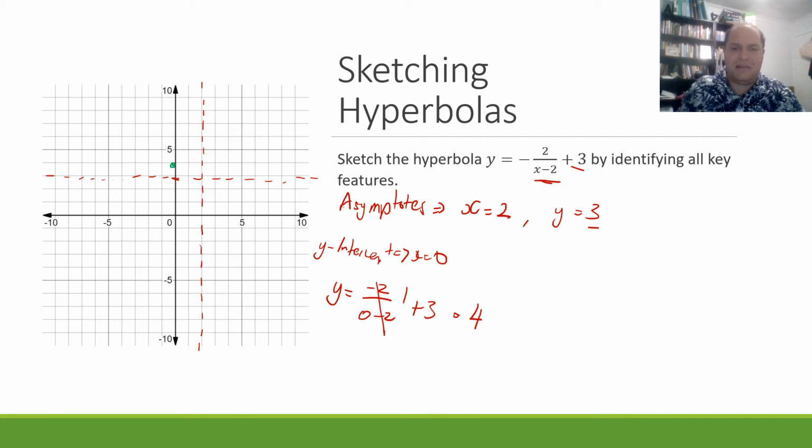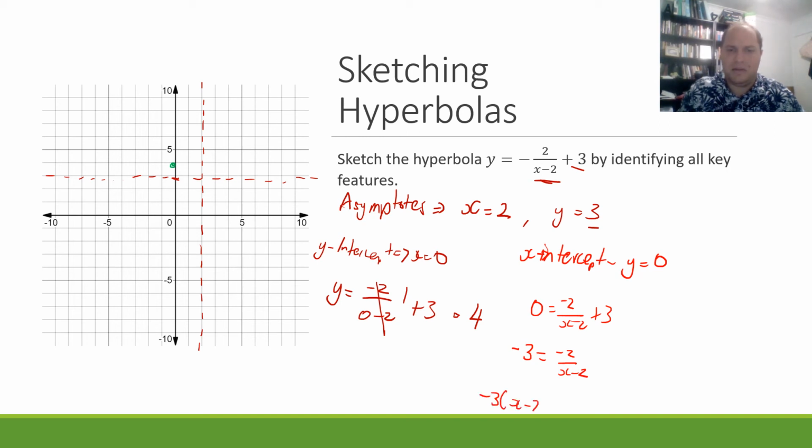And then my x-intercept. The x-intercept is going to be when y equals 0. So 0 equals -2 over x minus 2, plus 3, and we'll just rearrange that one. So we'll go -3 equals -2 over x minus 2. Multiply that out, that's just multiplying both sides by x minus 2.